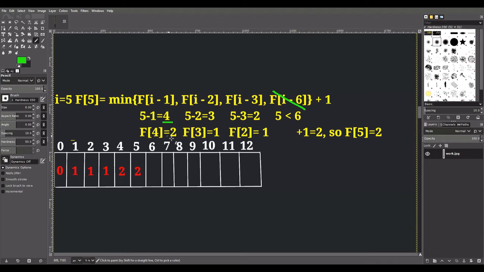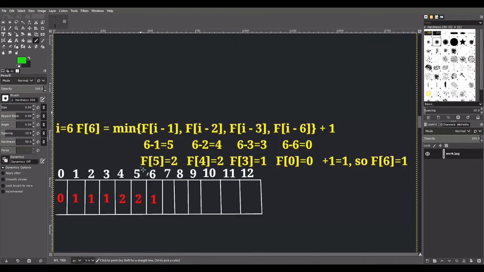So, what's at 4? f of 4 contains 2, f of 3 contains 1, f of 2 contains 1. And again, we've got 2 that are the same, but it doesn't matter because we just want to know what that smallest value is. So we take this 1, add the 1 to it, so we get 2, and set f of 5 equal to 2, and increment i.